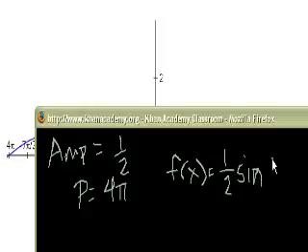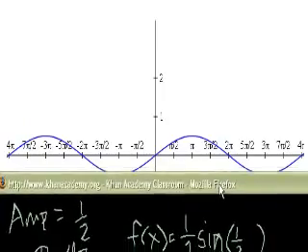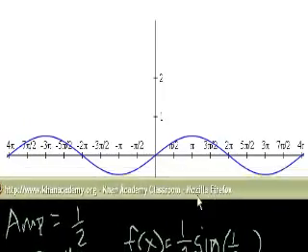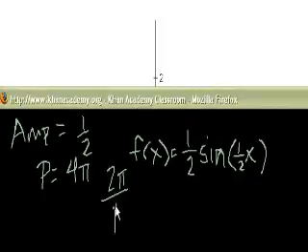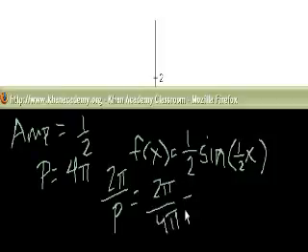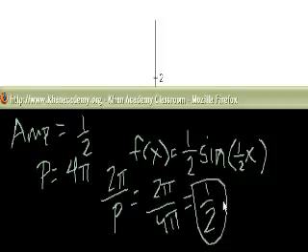Sine of what? How many cycles did it complete in 2 pi radians? It only completed half a cycle. Let me not cover the problem. It only completes half a cycle. So it's 1/2 sine of 1/2 x. Or we could use the formula f of x equals 1/2 sine of 2 pi divided by the period times x, right? Because 2 pi divided by the period is equal to 2 pi over 4 pi, which also equals 1/2.